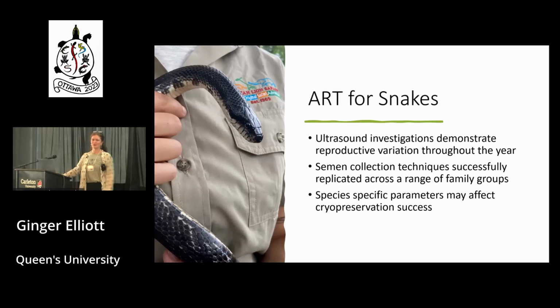So ART specifically for snakes, as I said, there's not a lot going on. However, ultrasound investigations have shown that even in tropical areas, snakes show reproductive seasonality, which is important. We're here in Canada, at the far north, so our animals are definitely going to show pronounced seasonality. It's something we want to look into. Semen collection was first published in 1980. It has been replicated across a series of family groups.